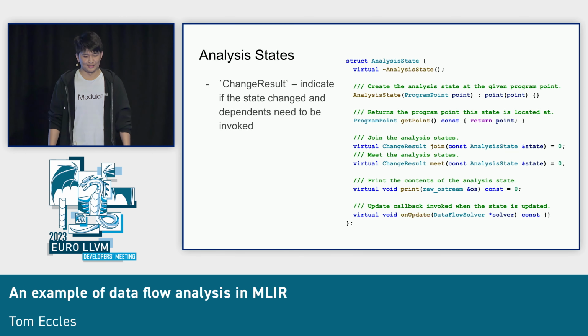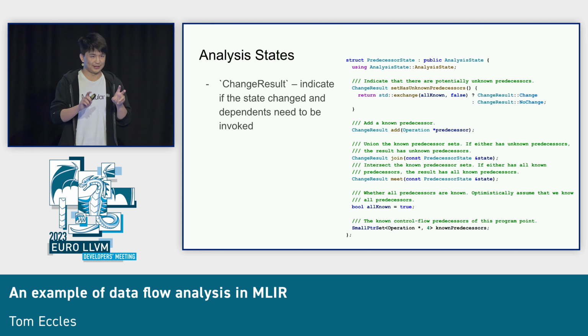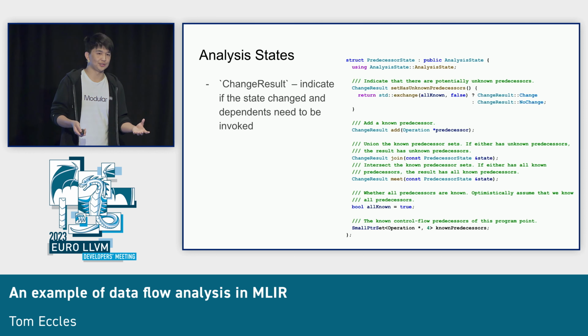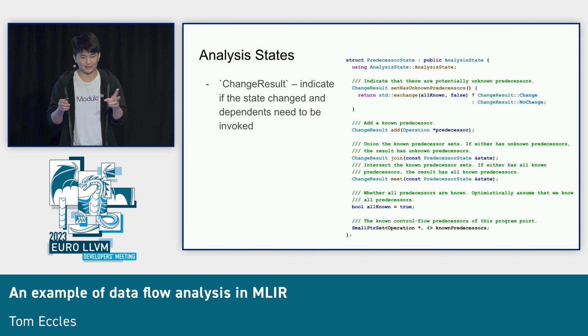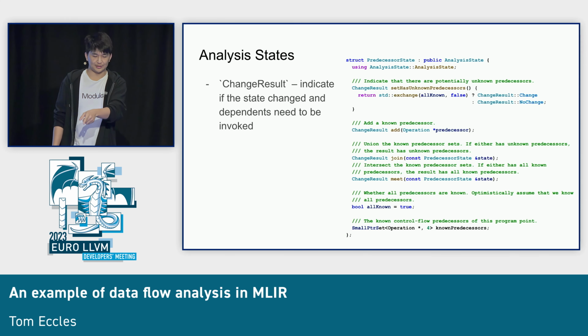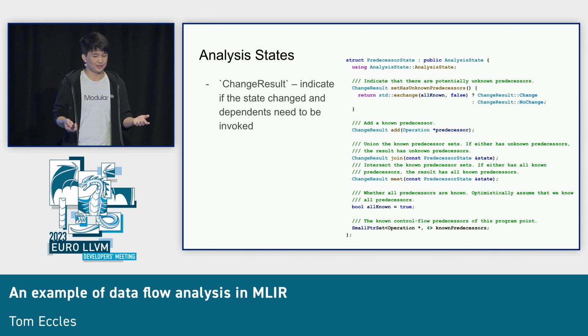An example of an analysis state is this predecessor state, which in dead code analysis represents the live predecessors of a region. Region control flow in MLIR doesn't have the kind of encoding that CFGs do in MLIR. Region control flow is really defined by an interface. And predecessor state also happens to be useful for call graphs, right? What are the live calls of a function is encoded in this analysis state subclass. So it implements the meet and join, which are pretty much just set union and intersect.